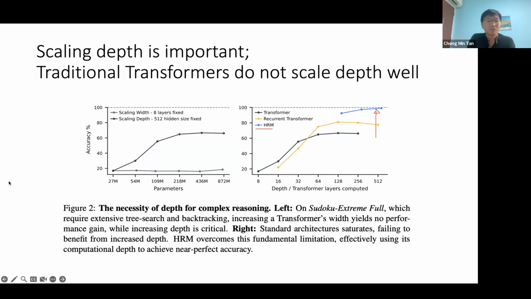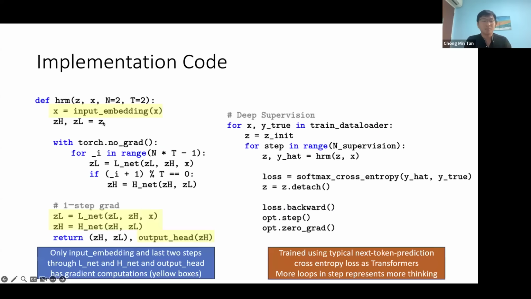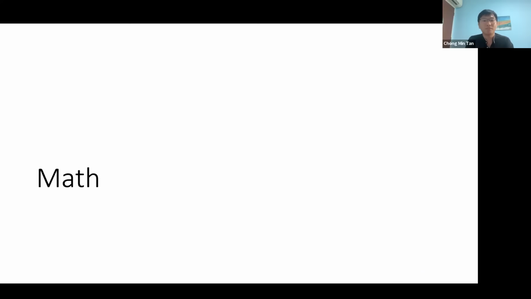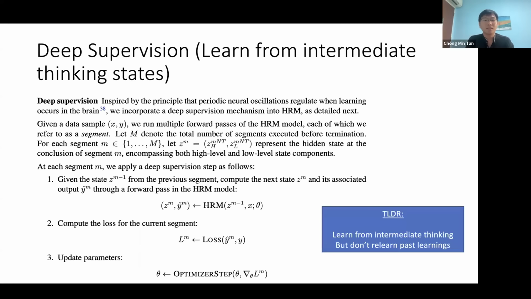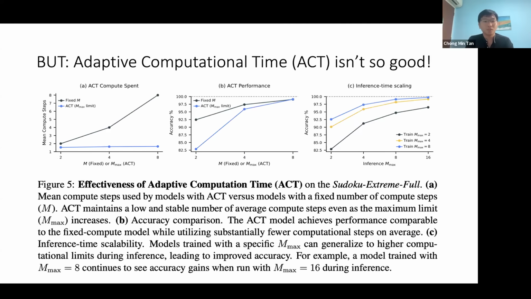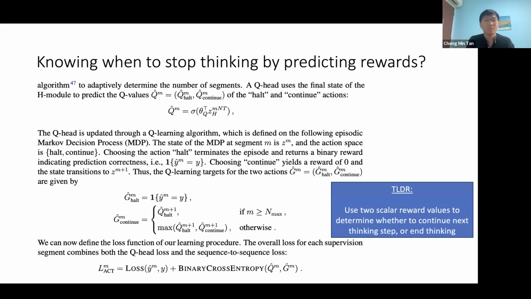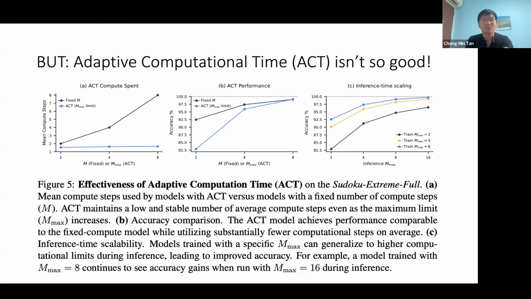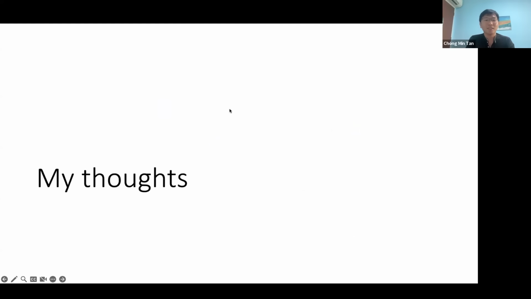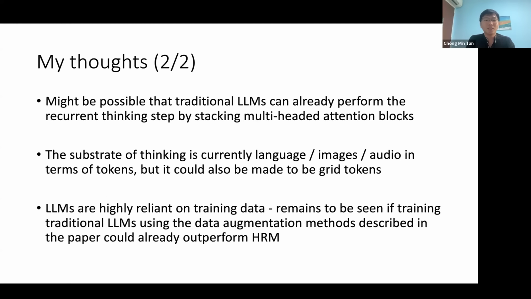So let me just end on one slide, and then that's a primer. We'll be talking about some math next week. I want to talk a lot more on how they can do Q learning for adaptive stopping, but I don't think it's that great because the results don't show that it's performing better than fixed. And I have some of my thoughts, but I'll skip this for now.